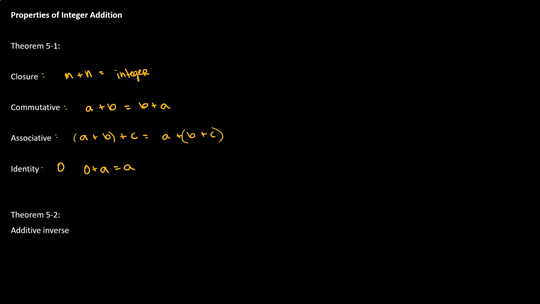Theorem 5.2 talks about an additive inverse. This is actually part of the identity. An additive inverse says that if I take a number and I add it to its opposite, I get the identity back. So an integer added to its opposite is equal to 0, like 5 plus -5, that should be 0, or -7 plus the opposite of -7, which is +7, that's also equal to 0. So integer addition has this additive inverse property.